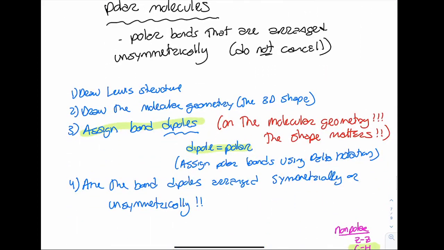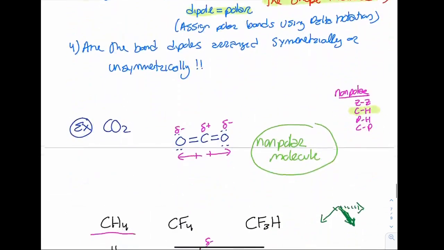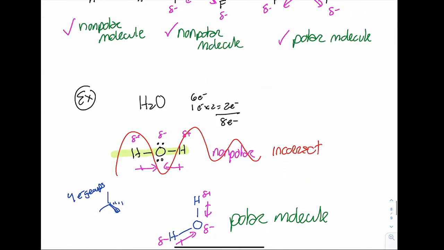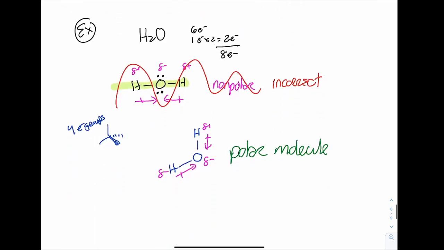So back up here, right, on the molecular geometry, the shape is really important. With water, right, we get a different answer. And again, you don't have to draw the Lewis structures the way that I do. If you drew the Lewis structure like this, now you're going to get the correct answer because it doesn't matter with Lewis structures, right? The Lewis structure has nothing to do with shape. So make sure when you assign those bond dipoles, you're doing it on the molecular geometry, right? You're not doing it on the Lewis structure.